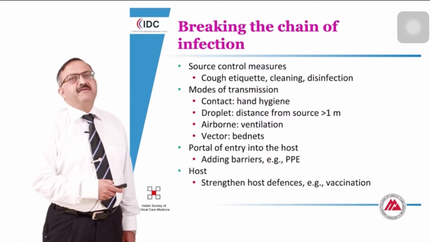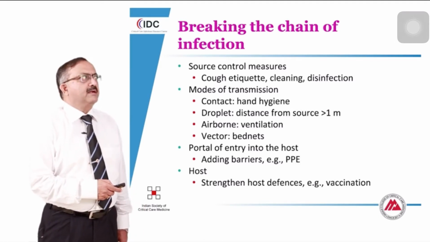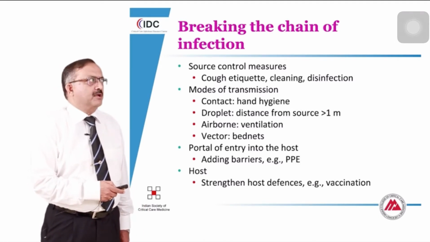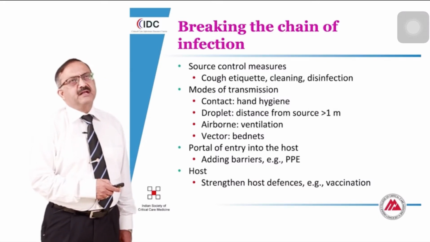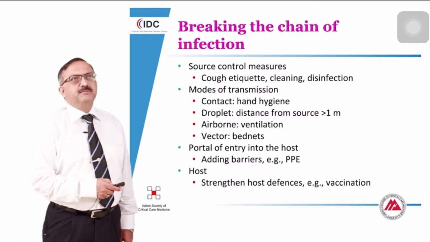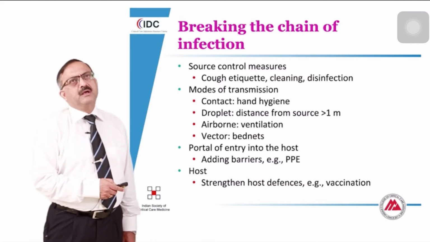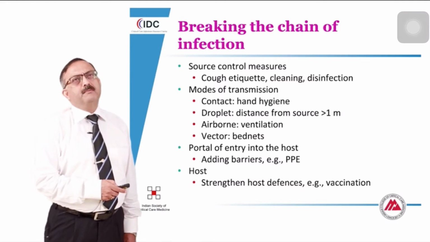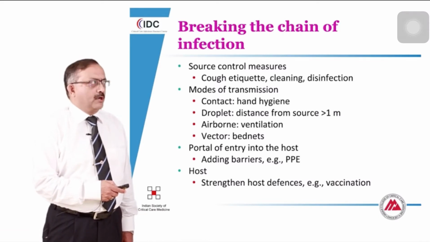Breaking the chain of infection, that is the motto of the infection control team. Source control is teaching cough etiquette to patients that are infectious, cleaning and disinfection. For modes of transmission by contact, the measure is hand hygiene. This is the single most important infection control measure that has to be adopted in any kind of setting to prevent transmission of infection by contact.